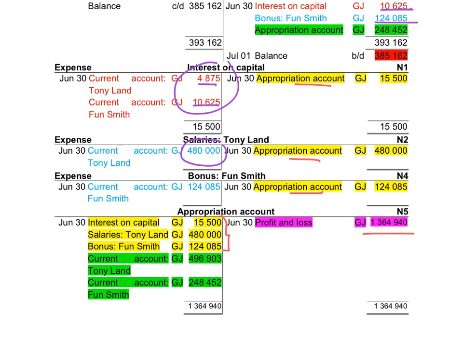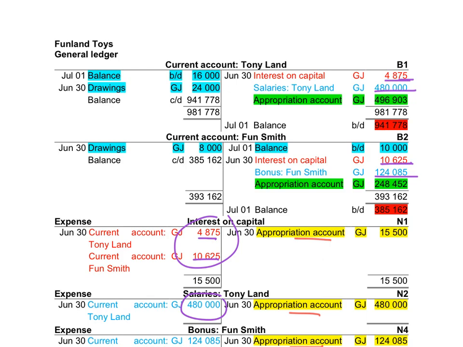Then we will take the outstanding amount. So we'll take the credit side, subtract the three amounts on the debit side to determine how much profit is left over that can be divided between the two partners. And this profit will then be divided in their profit sharing ratio. So we will close the appropriation account by balancing and transfer these amounts to the current accounts on the credit side. So the current accounts will be credited with this additional profit that must be given to them.